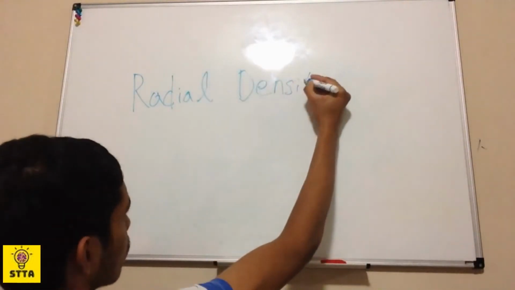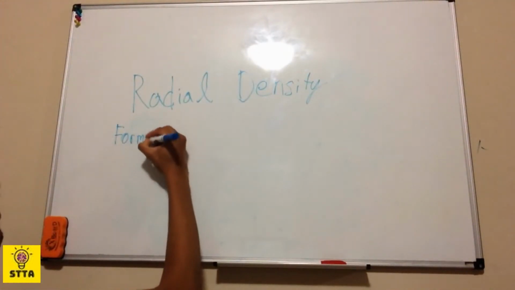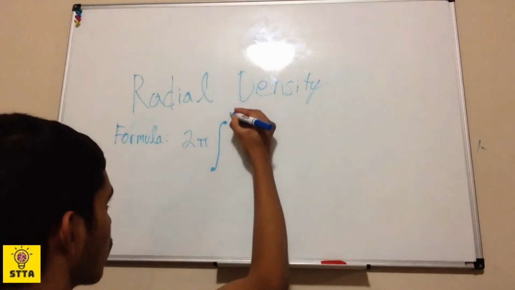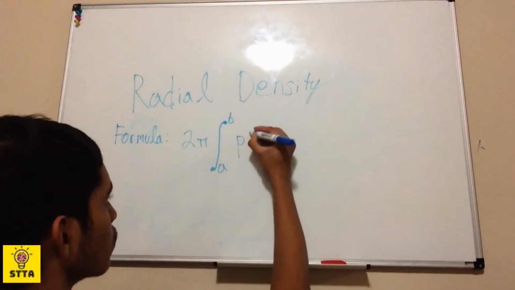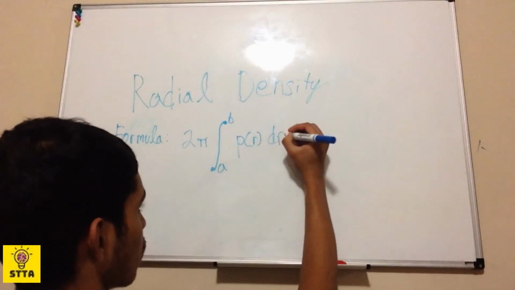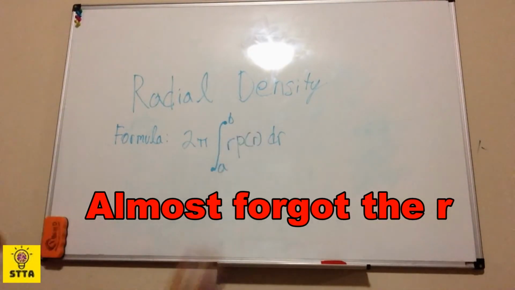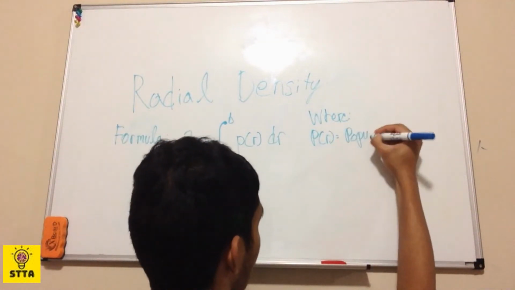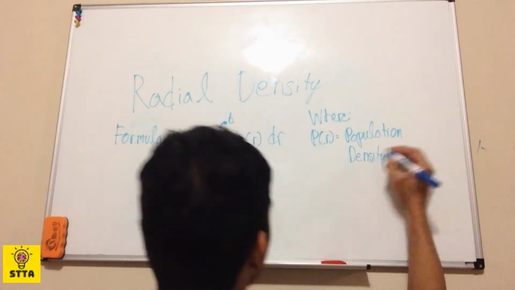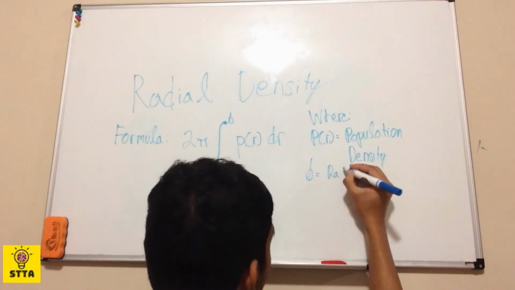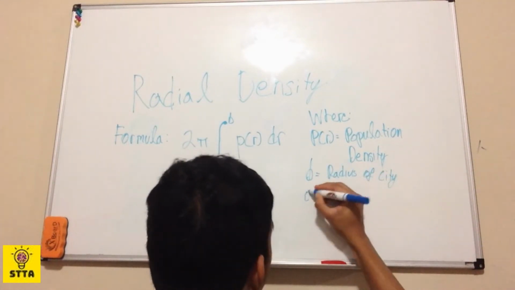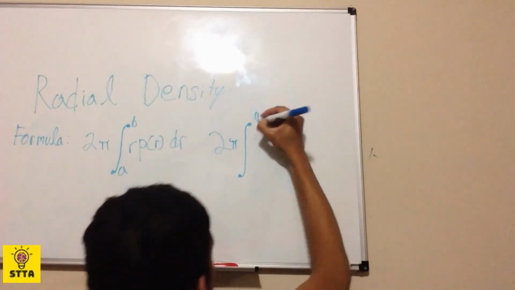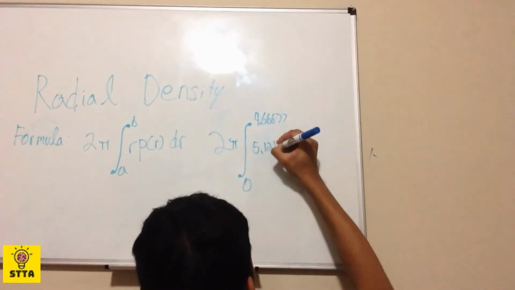Now for the radial density. We start off by first writing down the formula, which for radial density is going to be 2 pi times the definite integral between a and b of the expression r times p of r dr. After setting up the formula, we get our given values, where the p of r is going to be equal to the population density, the b was set to the radius of the city that we found earlier, and a is simply 0. I then substituted the b value in the formula with 4.6667 and the p of r value with the 5121.236.